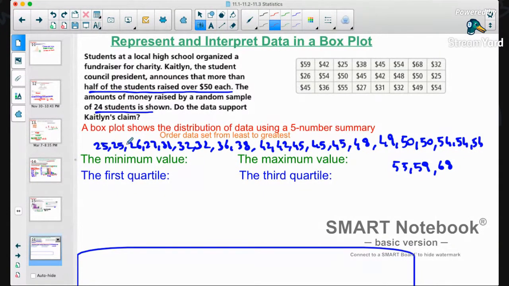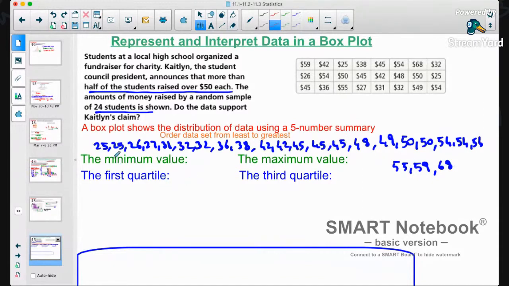1, 2, 3, 4, 5, 6, 7, 8, 9, 10, 11, 12, 13, 14, 15, 16, 17, 18, 19, 20, 21, 22, 23, and 24. Perfect. So there are 24 data.